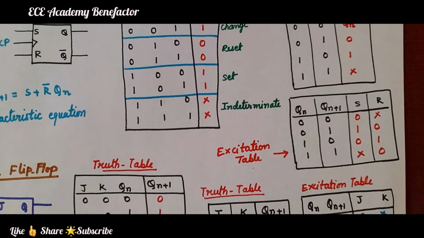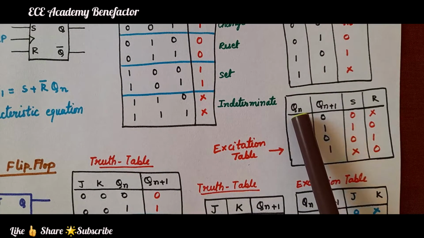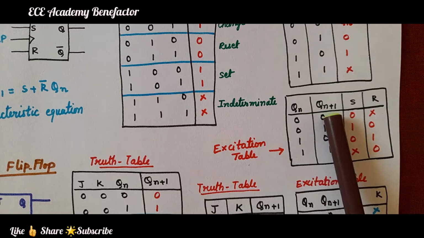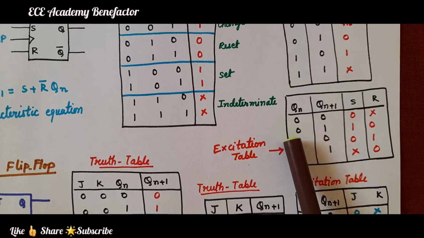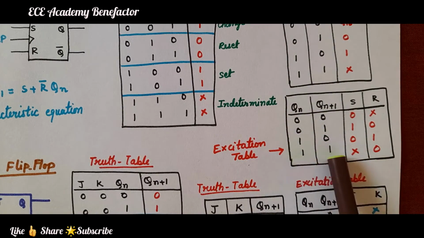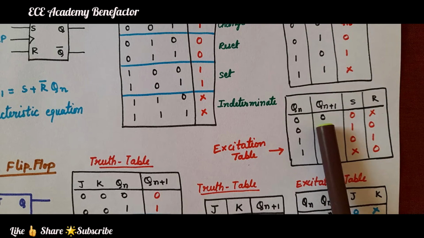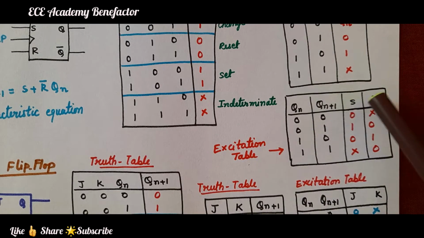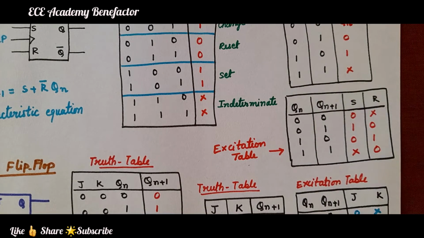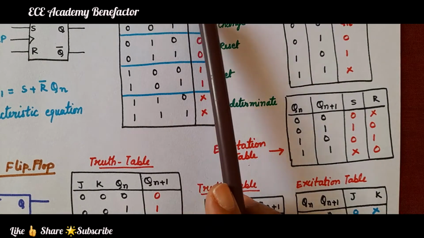To write its excitation table, the inputs taken here are Qn and Qn plus 1. Okay. For the two input variables, 4 combinations: 0 0, 0 1, 1 0, 1 1. So, for 0 0, what will be the output? Outputs are taken here as S and R.